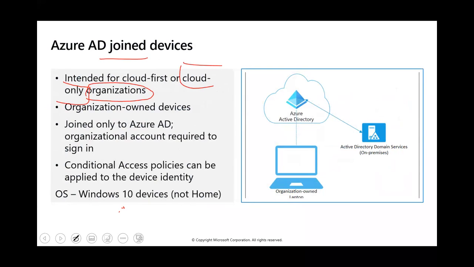It's not written here, it's not updated, but Windows 11 can also be used within this configuration for your organizational devices. And what is really good is that you can have conditional access to the device identity. We have not talked about conditional access yet, it's for tomorrow, but for now, just know that for that type of connection, when you have joined devices within your cloud, you can have conditional access.